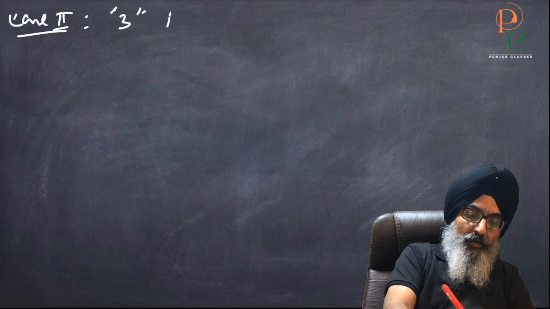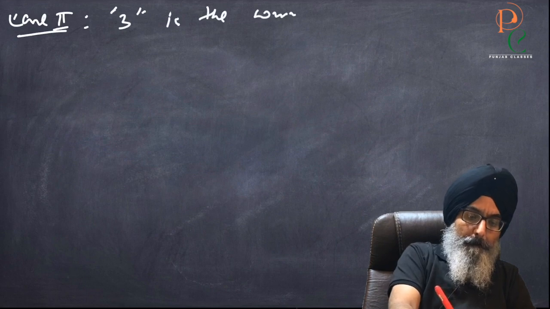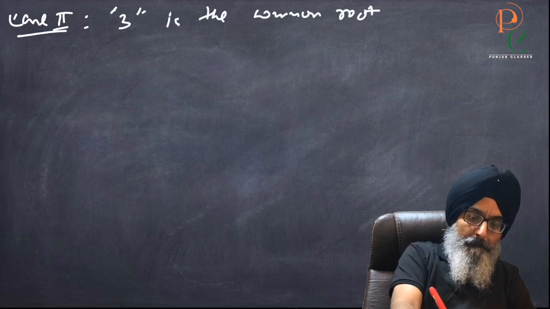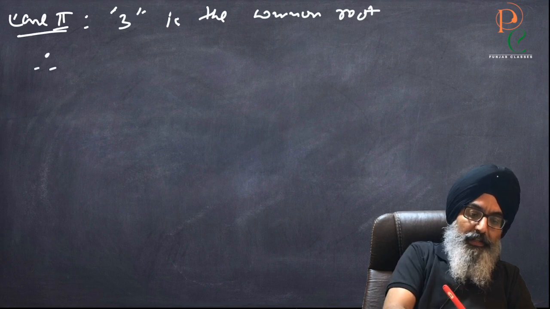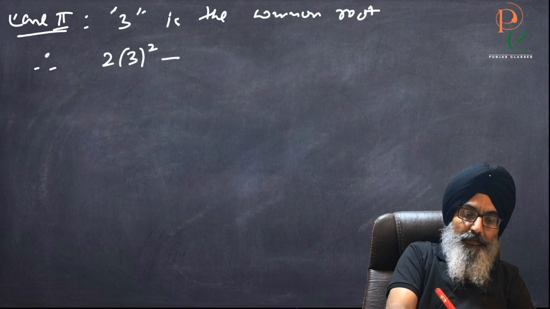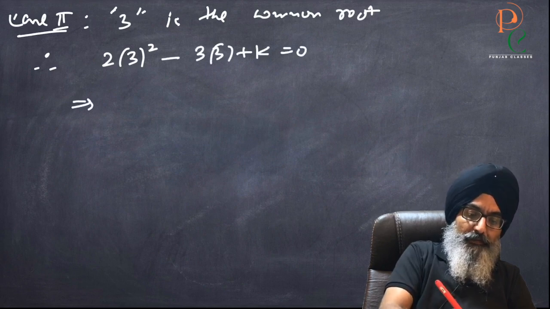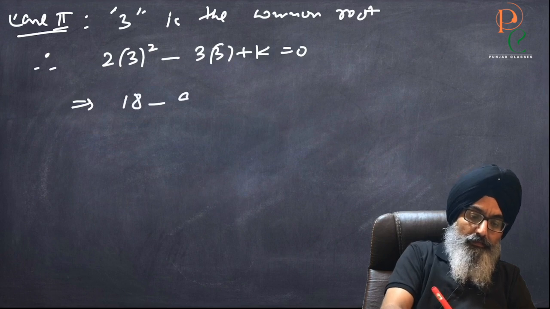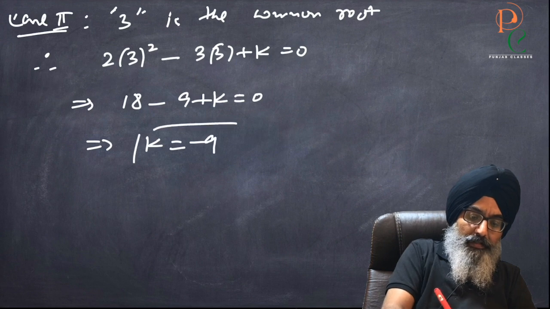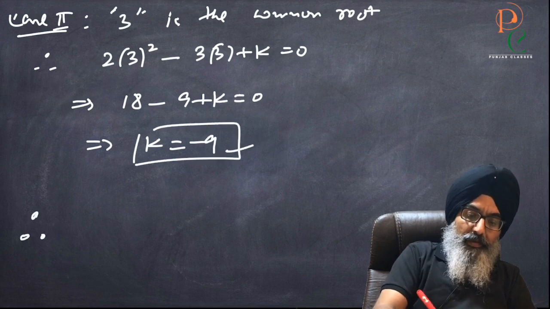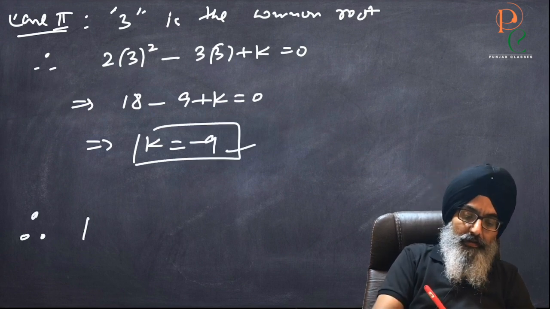Similarly, case 2 will be 3 is the common root. Therefore 3 will satisfy the second equation also. So in the second equation I replace x by 3, 2 into 3 square minus 3 into 3 plus k equals to 0. Simplifying, we get k equals to minus 9. So therefore k is coming minus 9 from the second case.